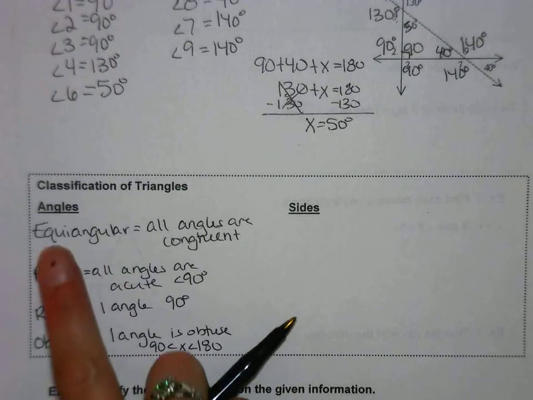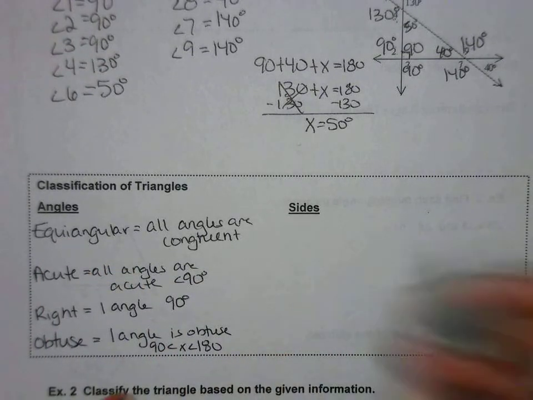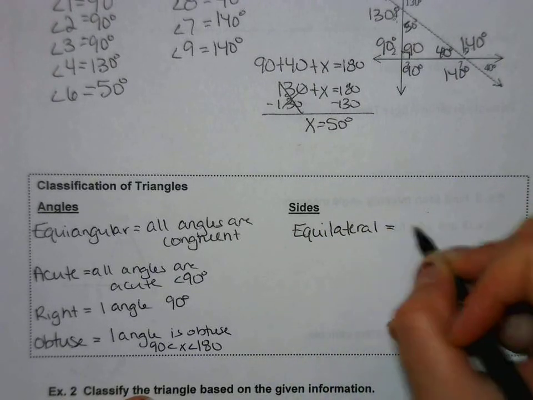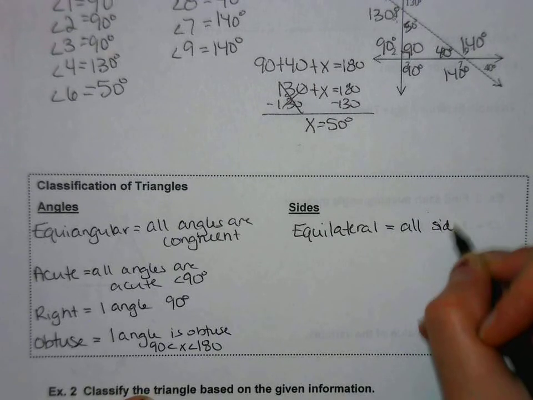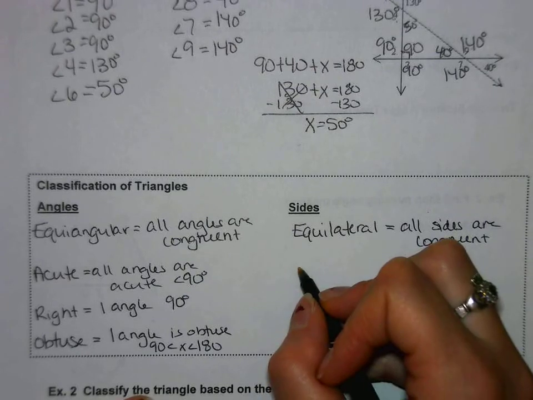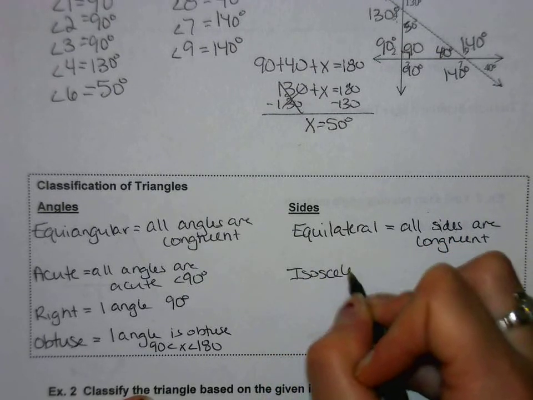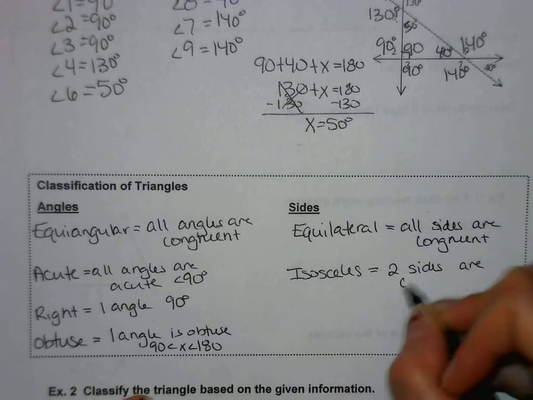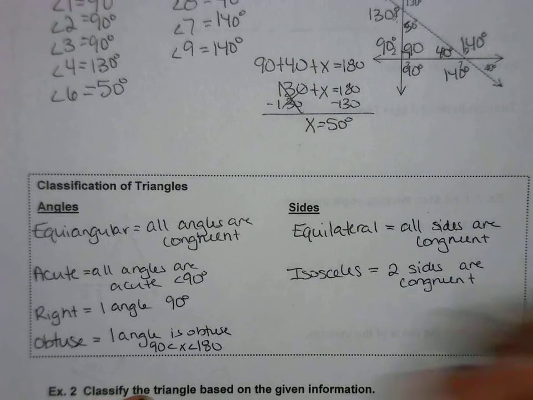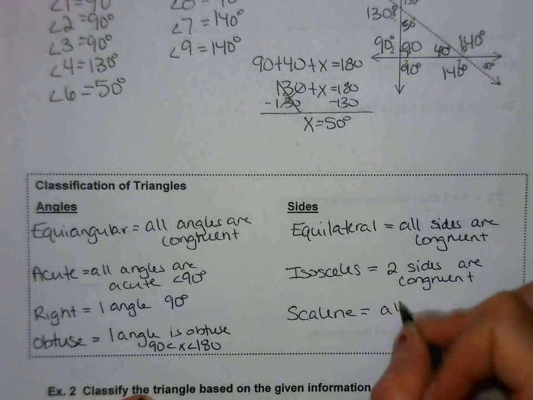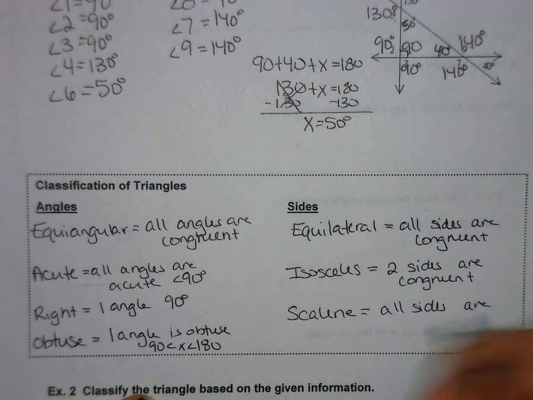Alright, not only can we classify triangles by our angles, but we can also do it by the sides. And there's three different types. We can have equilateral, which means that all sides are congruent, so all sides are equal to each other. We can have an isosceles triangle, which means that two sides are congruent, so two sides are equal to each other. And we can also have a scalene triangle, and that's where all sides are not congruent, so none of the sides are the same.